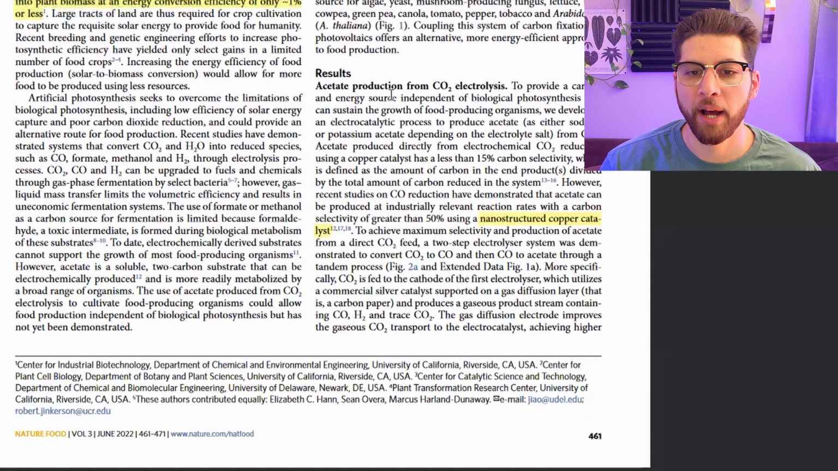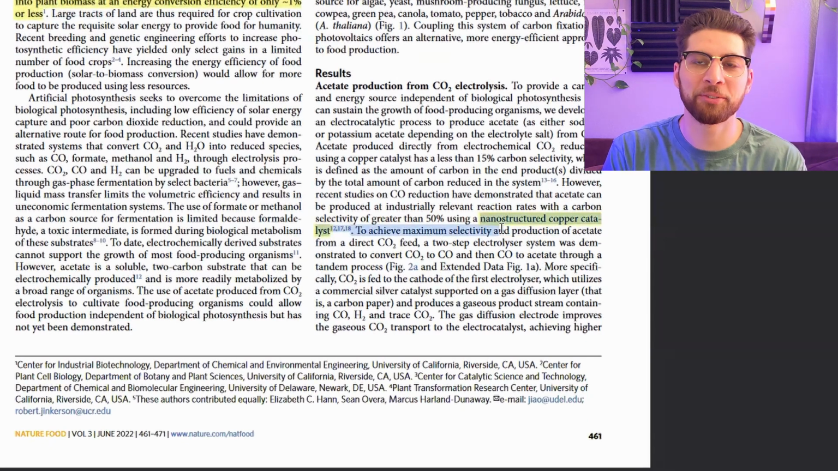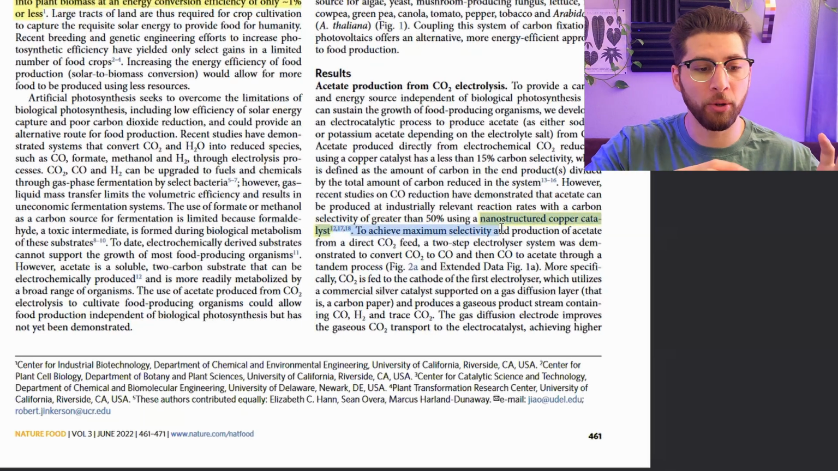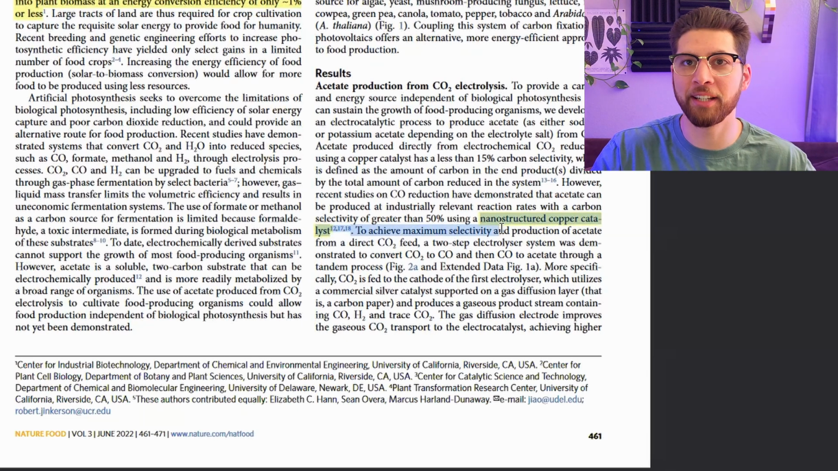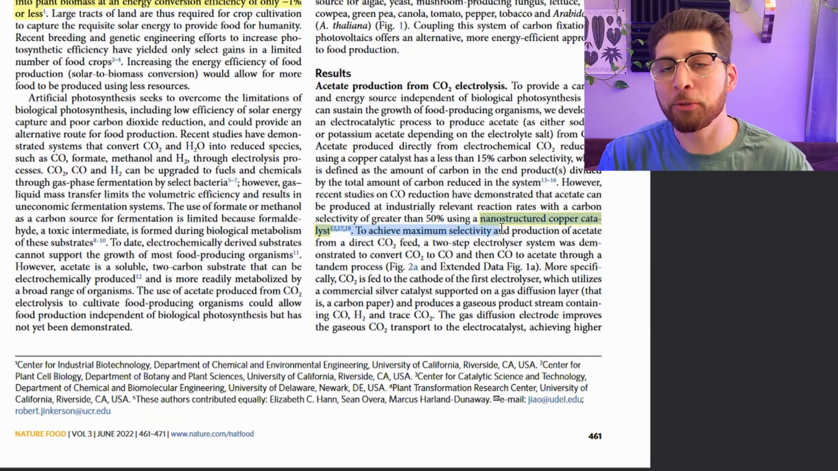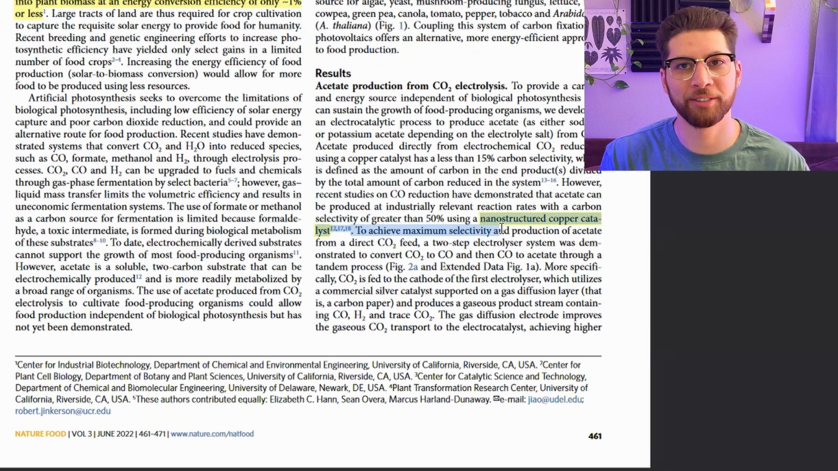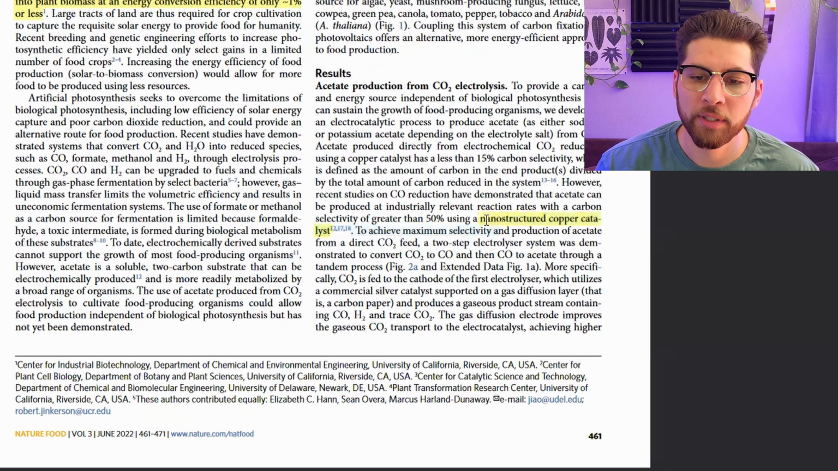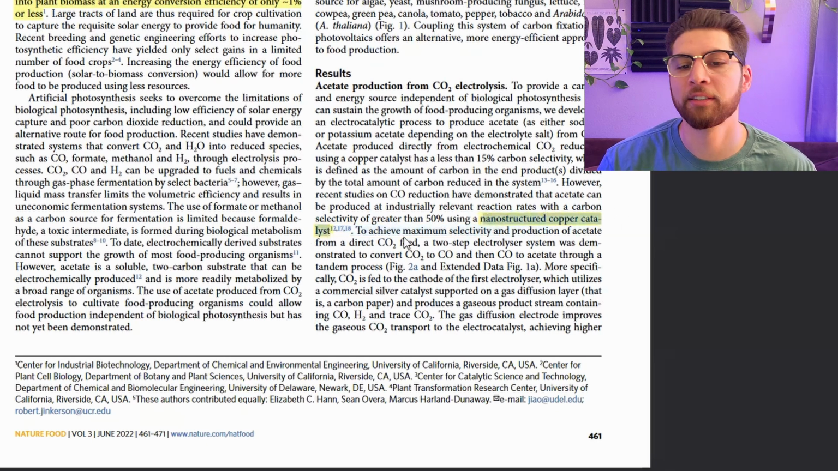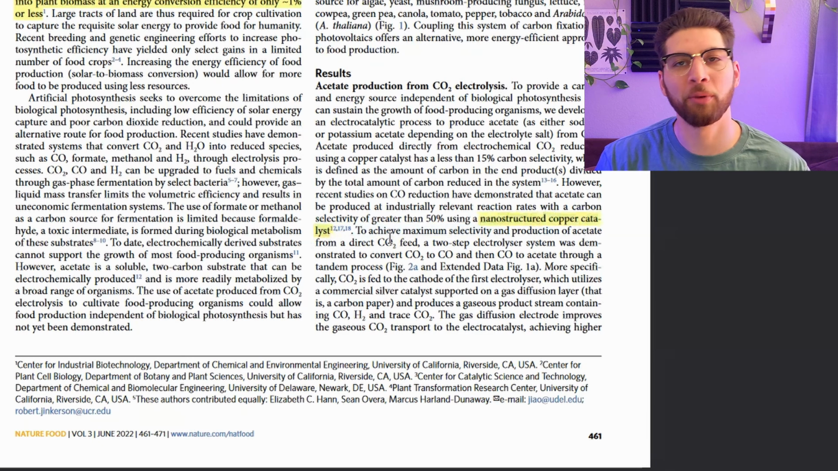Okay, so we're talking about the catalyst already. I really want this reactor to be something you could build at home. So you could build the CO2 to acetate reactor at home and play around with it. I think you could figure it out, but there are a few barriers to entry. One of them is this nanostructured copper catalyst. I'm not sure how you make that. Maybe one day I'll dig into it.